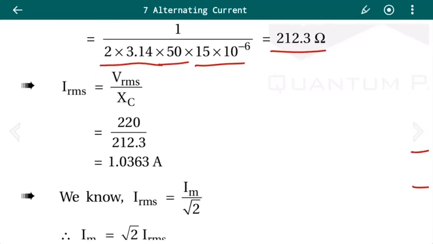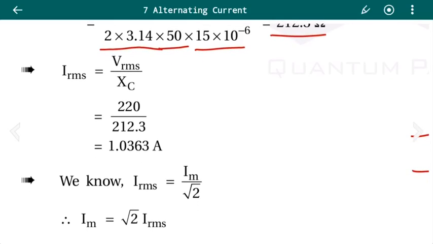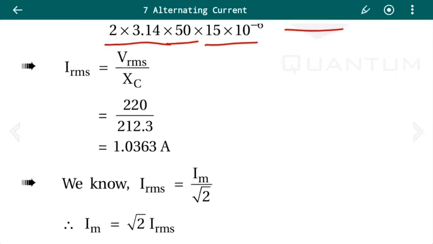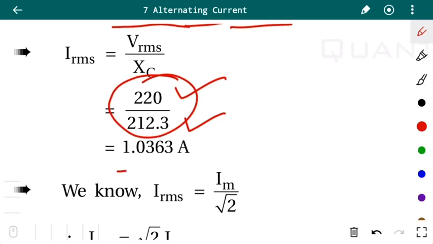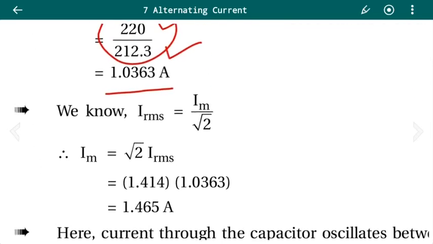Now we need to find the RMS current. By Ohm's law, we know that I equals V by R. But here we are using the capacitor in the circuit, so instead of the resistance, we take the capacitive reactance. So we can use the formula IRMS equals VRMS upon XC. Here the VRMS value is 220 volt upon the capacitive reactance, 212.3. When we calculate this, we get the value as 1.0363 ampere. So now we have the RMS current.